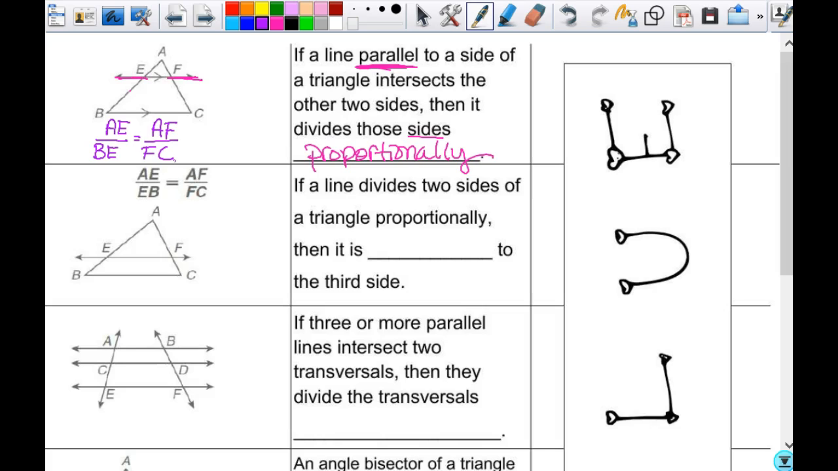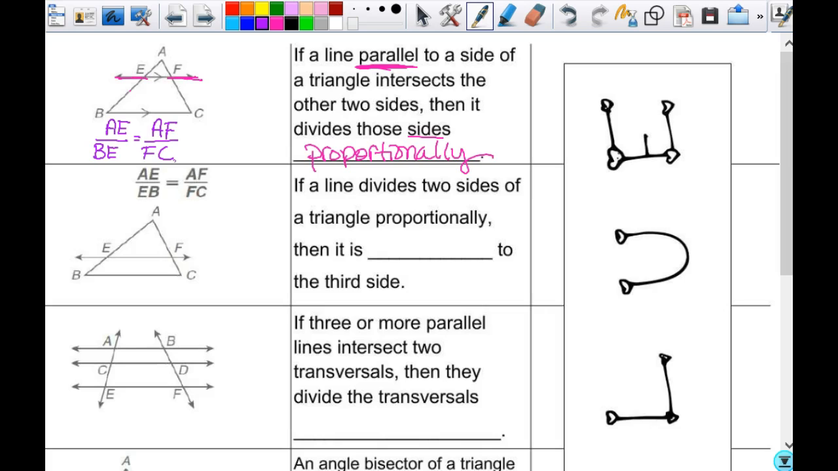I have not said that anything is congruent. I have not said that anything is bisected or anything necessarily. It's just that they are proportional. Okay, we good? All right. Any questions at this point? So that's the triangle proportionality theorem. You got the parallel line going through there.